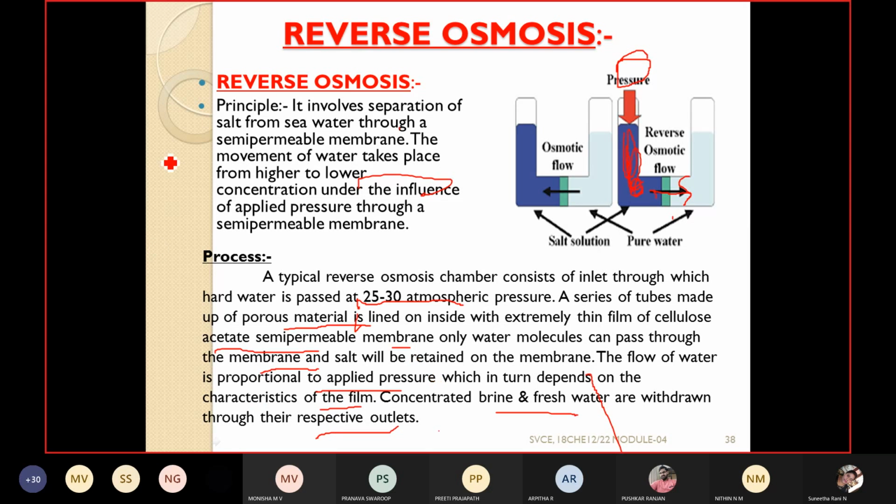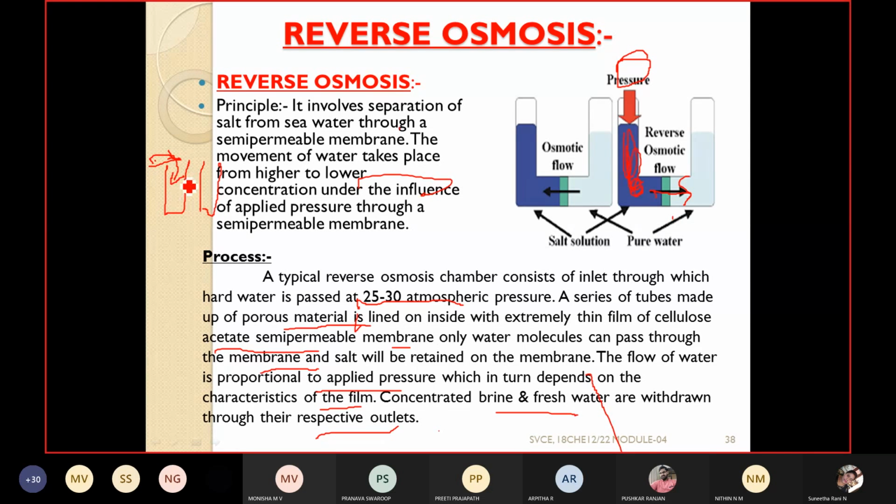What they'll do is, I'll just draw here. Like this, tubes will be present. Have you seen the RO chambers? In RO chambers like this, two chambers will be present. Correct. So one is to pass the hard water, which means water that contains dissolved salt. Pass this to the first chamber.